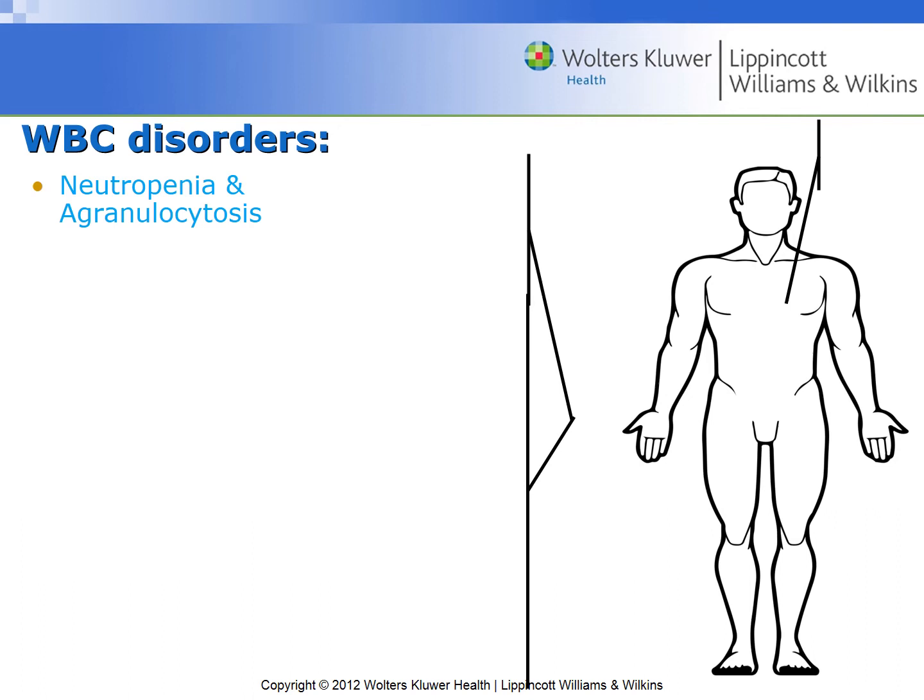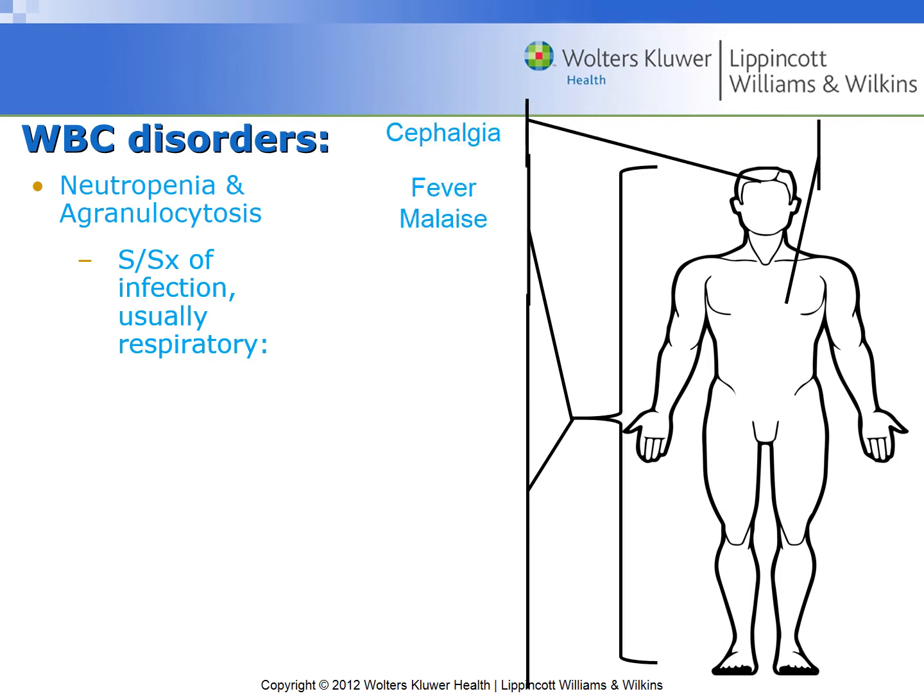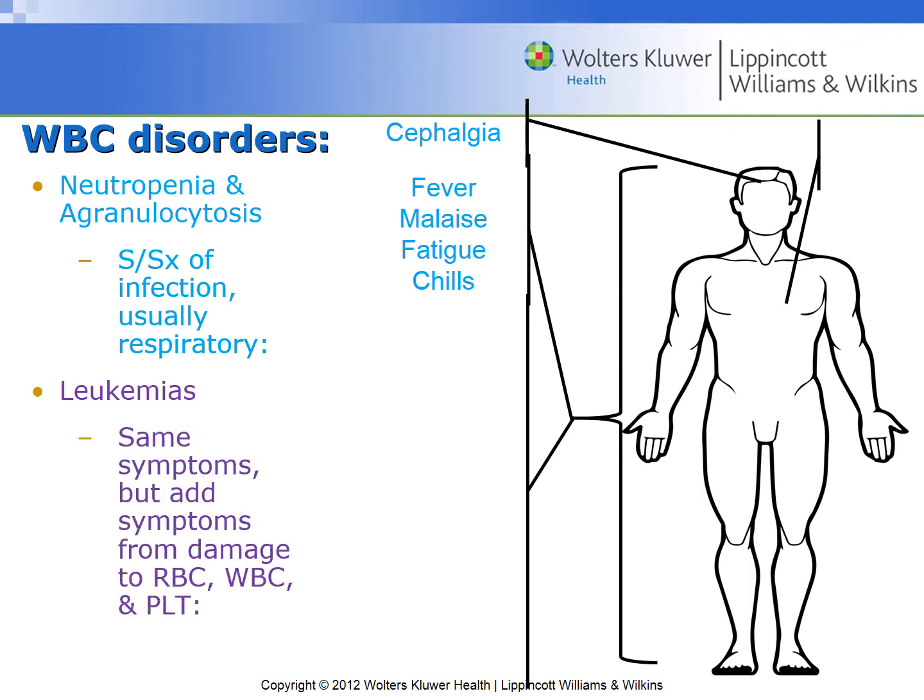So, neutropenia and agranulocytosis. Signs and symptoms of infection, usually respiratory. Why? Because those seem to be the easiest ones to get. And headache, fever, malaise, general feeling of ick, fatigue, chills. Leukemias, same symptoms, but add symptoms from damage to red blood cells, white blood cells, and platelets.